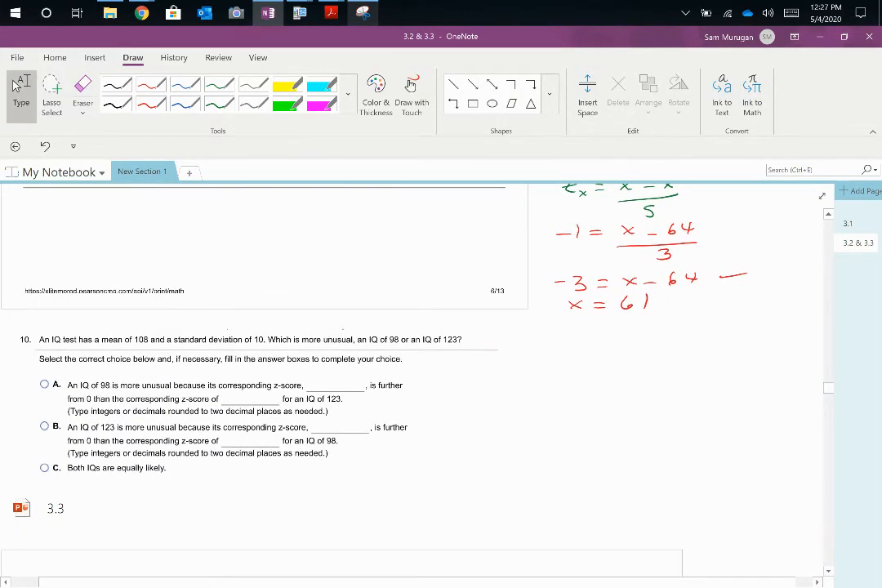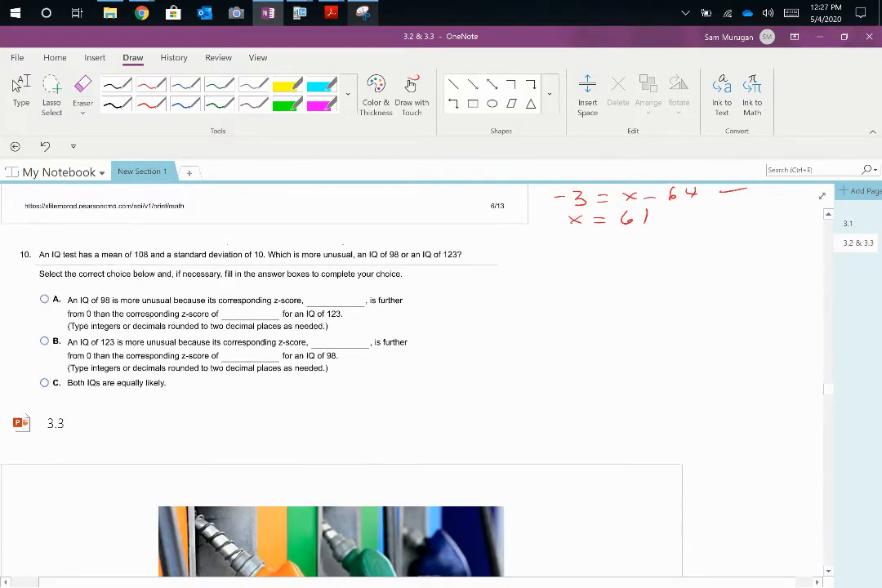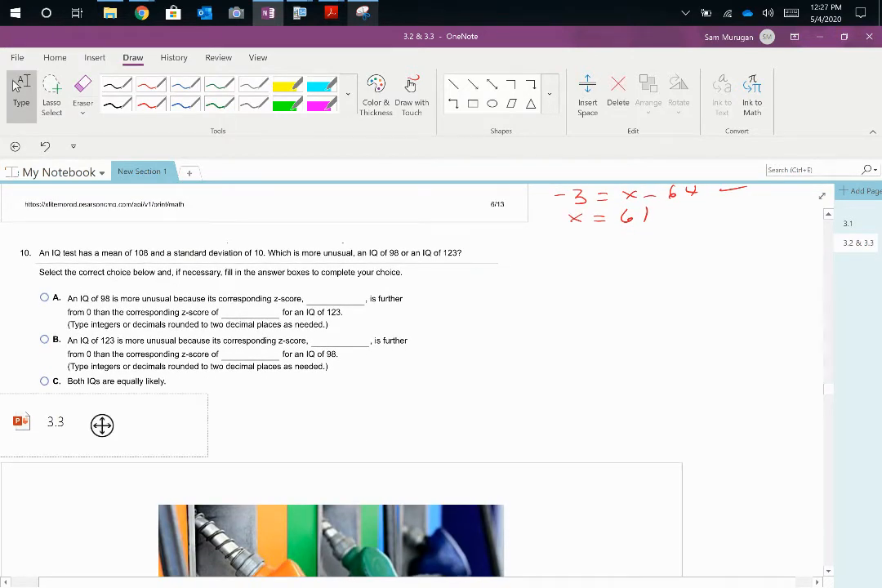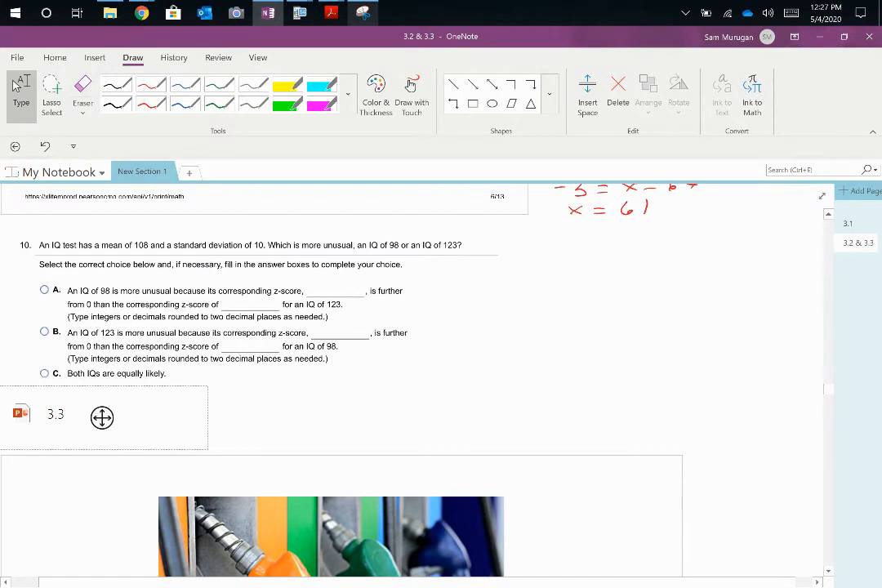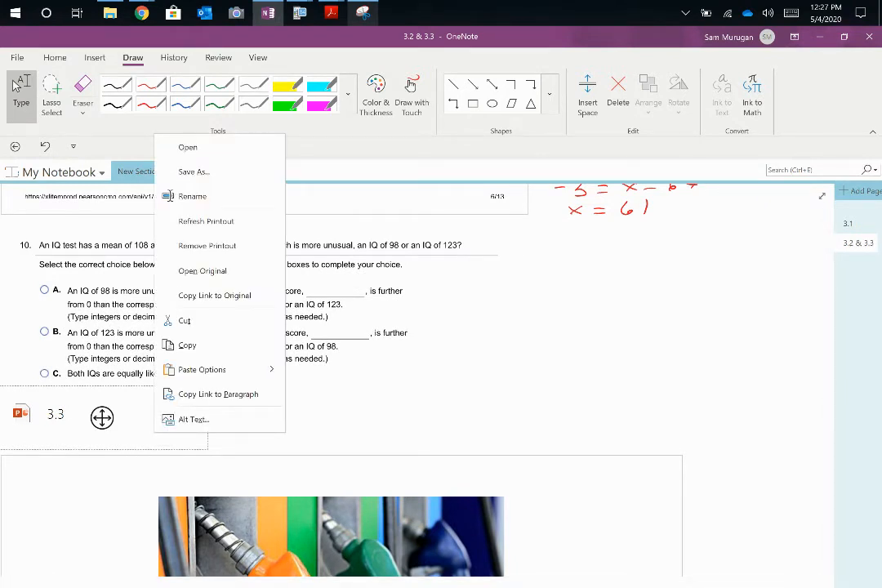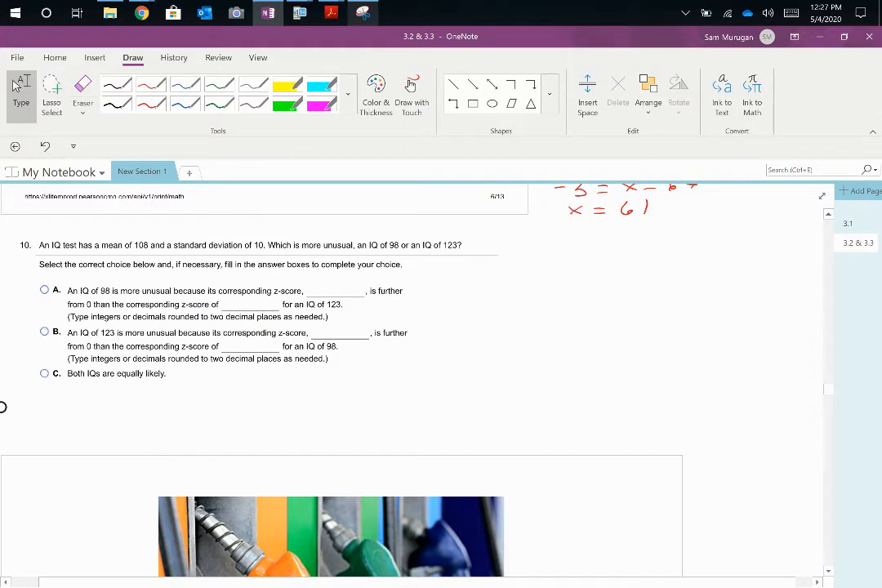One final question in this section. An IQ test has a mean of 108 and a standard deviation of 10. Another one has, which is more unusual, an IQ of 98 or 123.